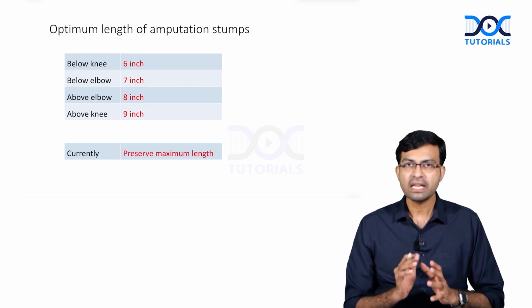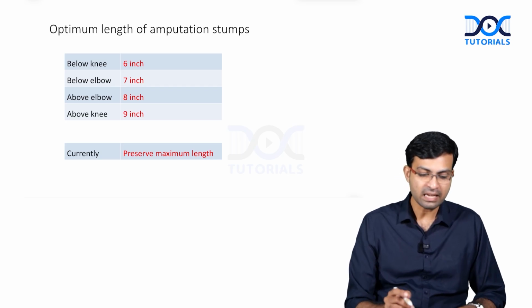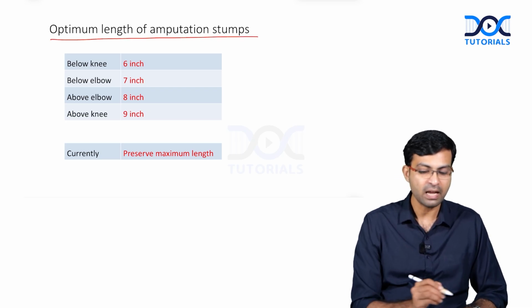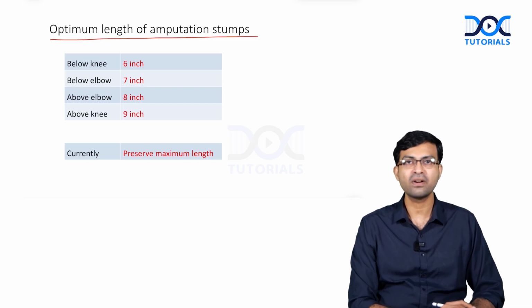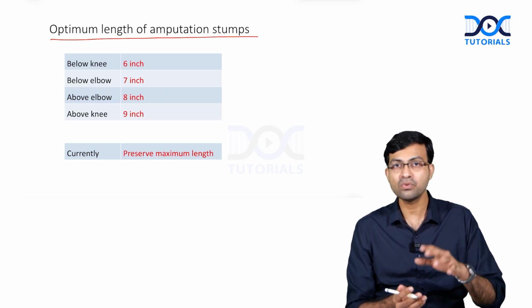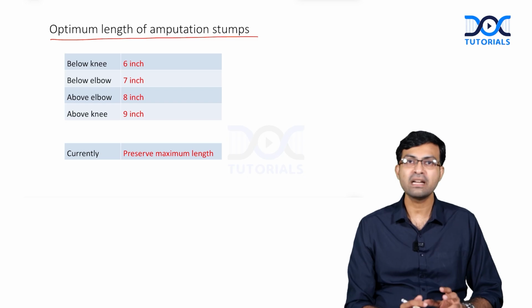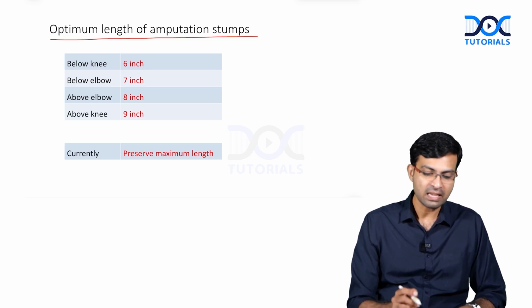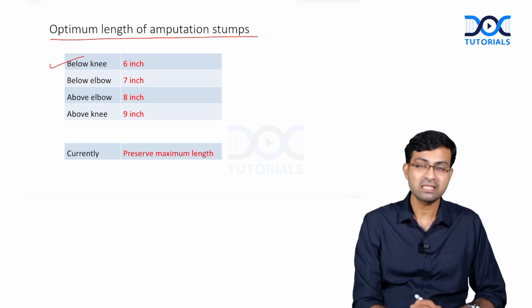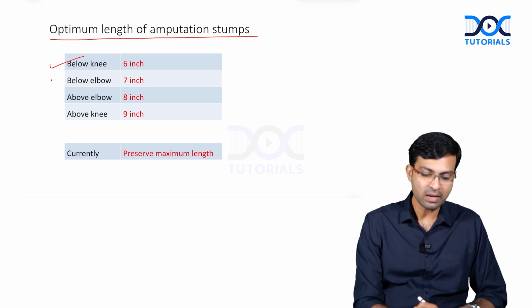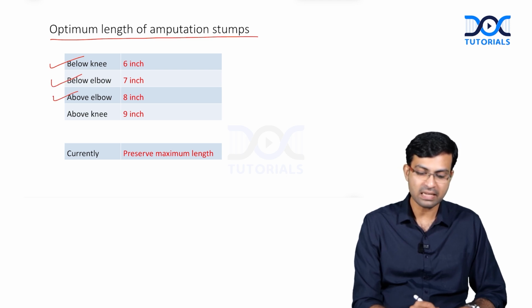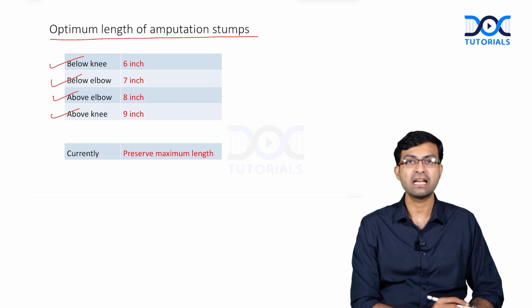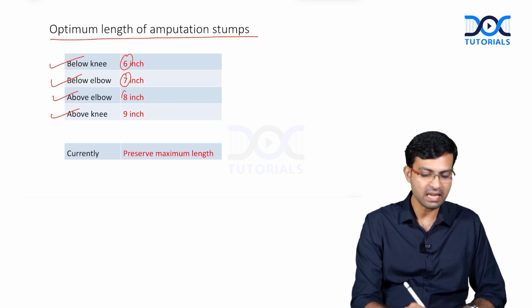Now, whenever you are doing an amputation of a limb, always try and keep an optimum length of amputation stump. Why is that important? Because if the amputation stump is too long or too short, it will be very difficult for us to design and fit a prosthesis to the limb. So always keep in mind to keep an adequate length of the stump. In the case of below knee, we usually require around 6 inches stump. Above elbow, it is 7 inches. Below elbow, it is 8 inches. And above knee, it is 9 inches. You can remember it like 6, 7, 8 and 9.